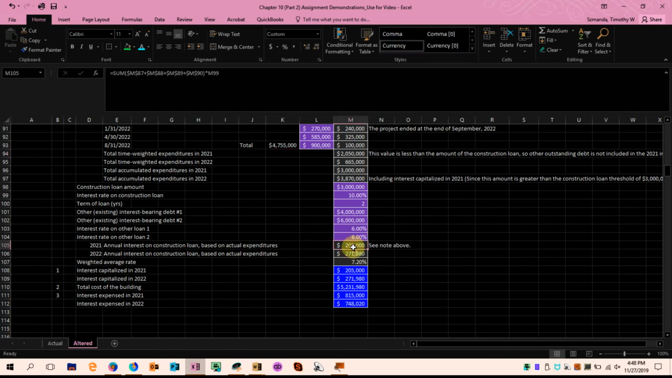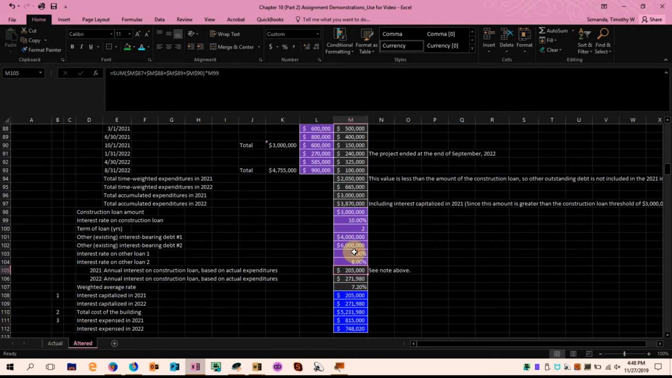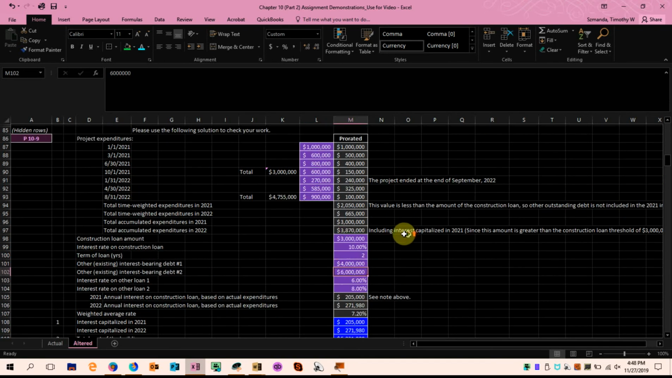And it's based on expenditure since it's less than the amount that we would incur had we just applied it against the loans. So we're going to take the lesser of the outstanding loan balance each year versus the weighted average, time-weighted average expenditures. And we're going to apply the interest rate for each loan against the lesser of those 2 amounts. That is, the lesser of the time-weighted expenditures each year or the loan balances outstanding. And in this case, the time-weighted expenditures were less for both years.